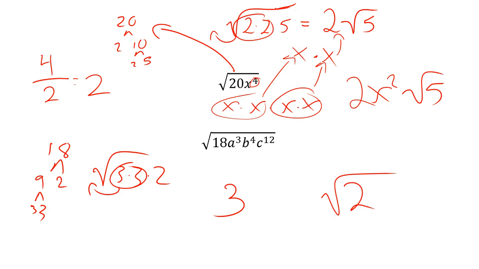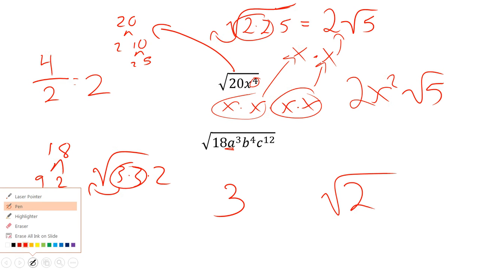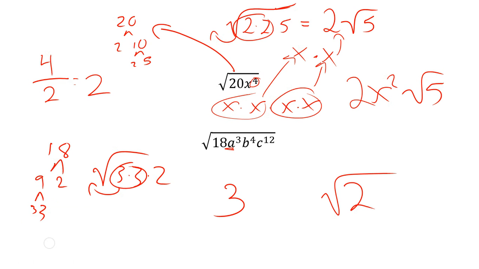So now let's look at the a. Okay, so a's to the third. Well, if we use the rule that we previously stated, we're going to divide those numbers in half. Half of 3 is 1, so we have a to the first, and then we have 1 left over, which means we leave 1 under. Now we go to the b. 4 divided by 2 is 2, means we got b squared. Okay, and since we have nothing left over, nothing goes under the radical.